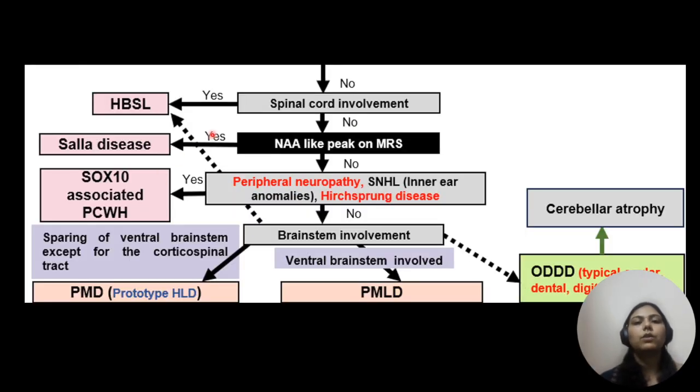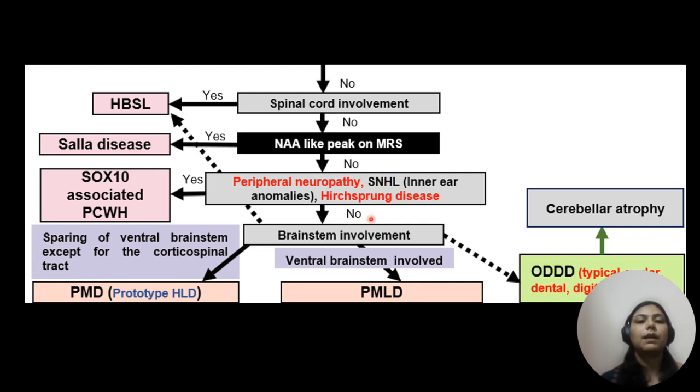When the above features are also not present, look for spinal cord involvement, which can be seen in HSPL. Look for an NAA-like peak on MRS, which can be seen in Salla disease. When these are also not present, look for any systemic features like Hirschsprung disease with associated peripheral neuropathy and sensorineural hearing loss, which can be seen in SOX10-associated PCWH.